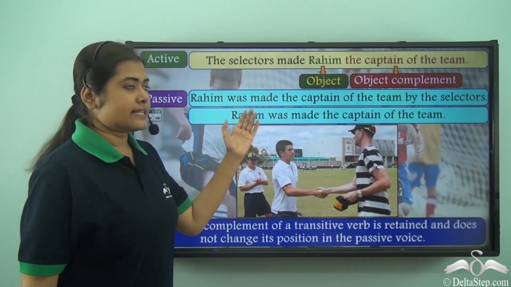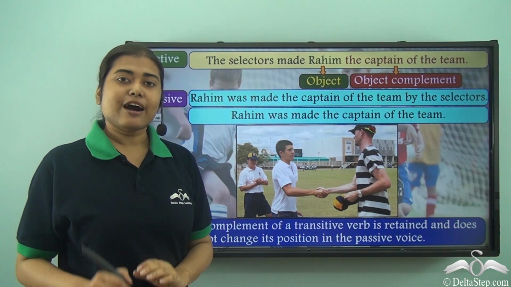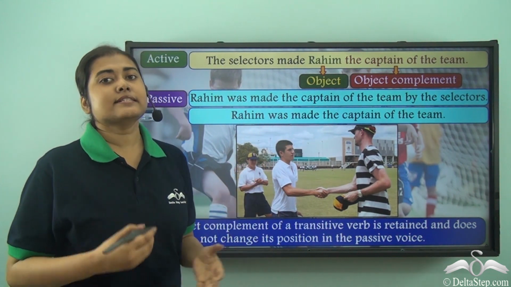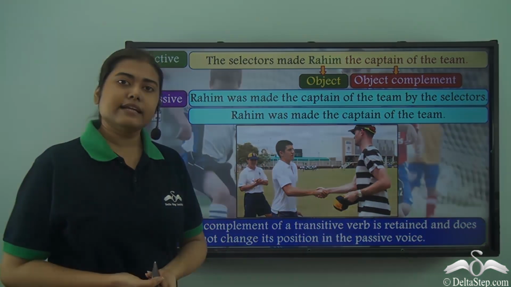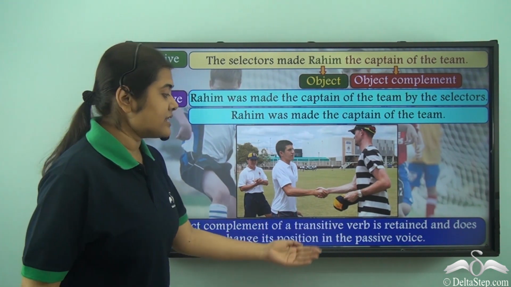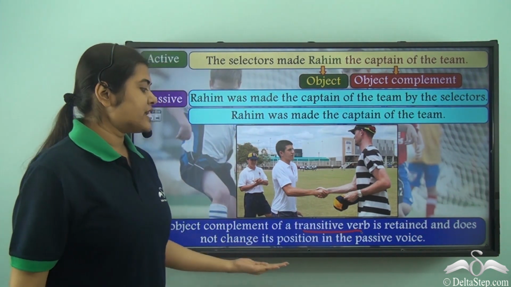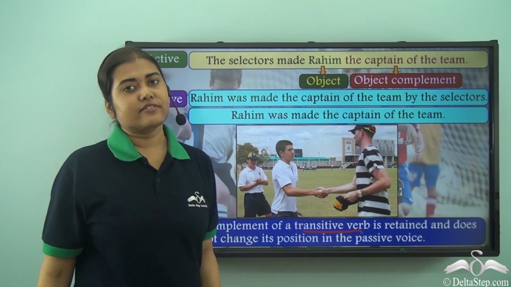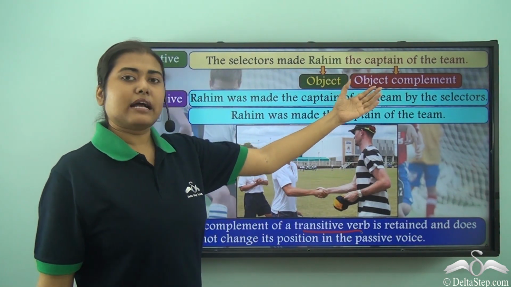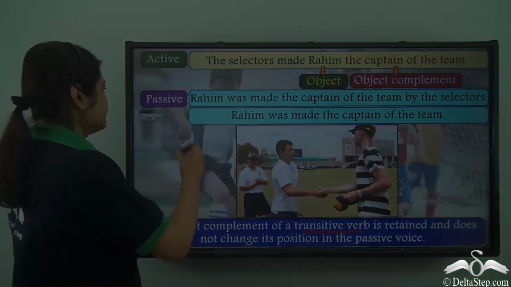Now we could have written this sentence as Rahim was made the captain of the team without mentioning the doer, because we know that such decisions as in selection of a team is done by the selectors. So what do we learn from here? The object complement of a transitive verb is retained and does not change its position in the passive voice. So it's retained in its own position. It will not become the subject. It will come after the verb always.